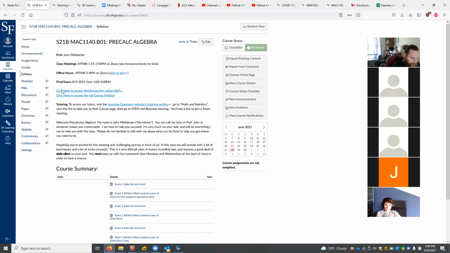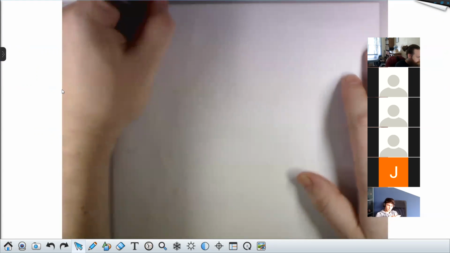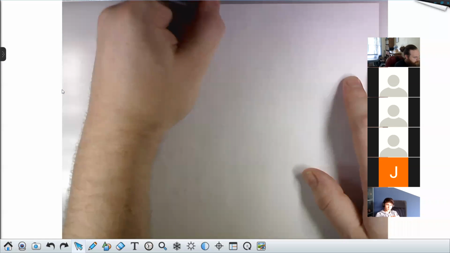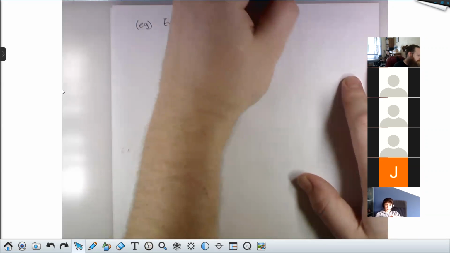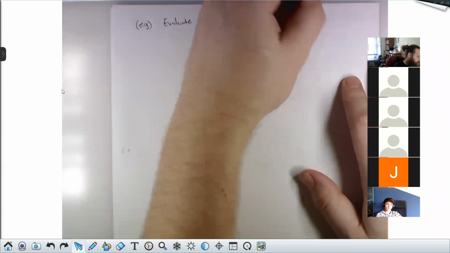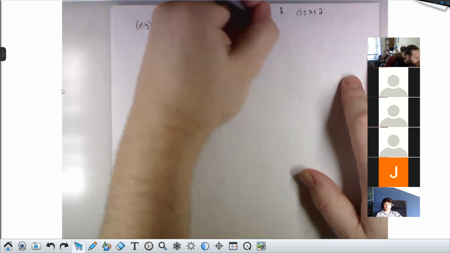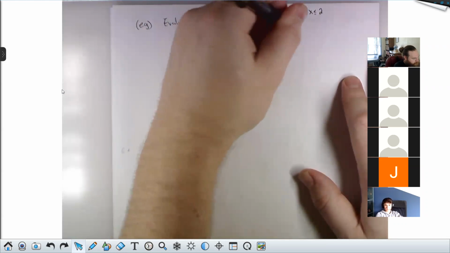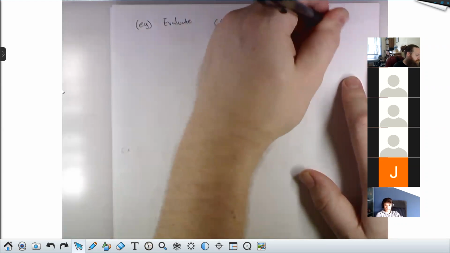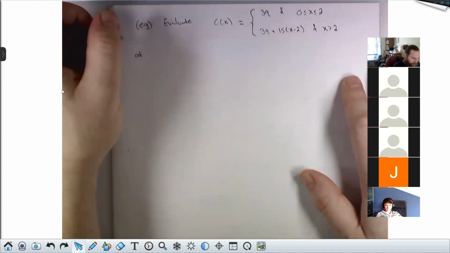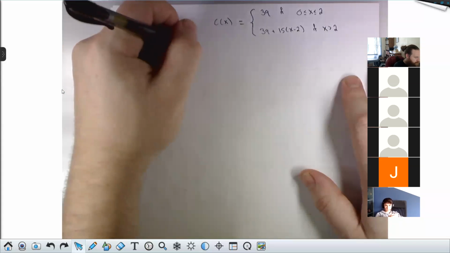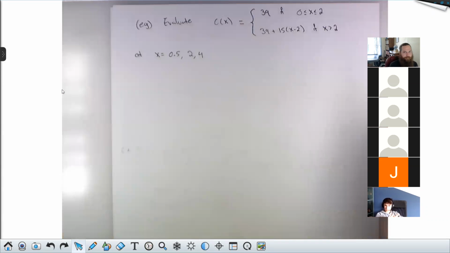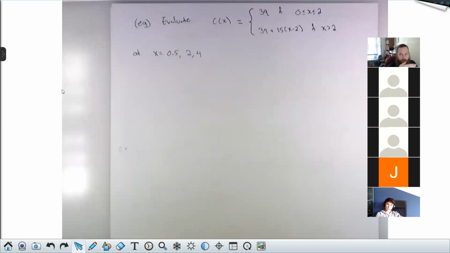So let's look at a nice simple one. I'll use some different symbols here. Let's evaluate the function c of x, which is defined piecewise to be 39 if x is between 0 and 2, and 39 plus 15 times the quantity x minus 2 if x is greater than 2, at a few different values. x equals 0.5, 2, and 4. And just for fun, at the end again, we'll draw the graph.